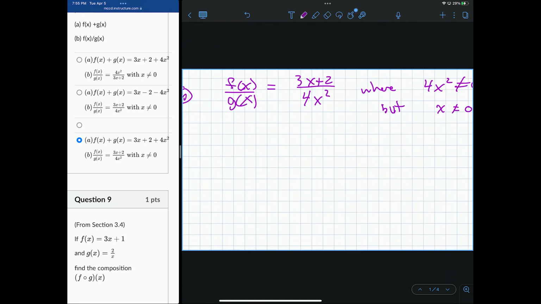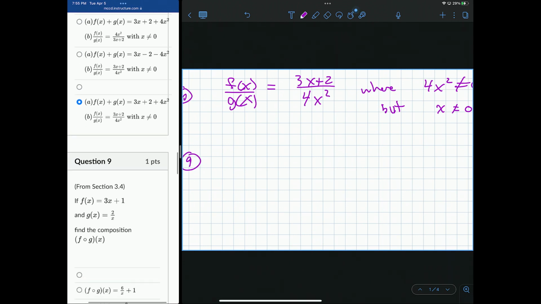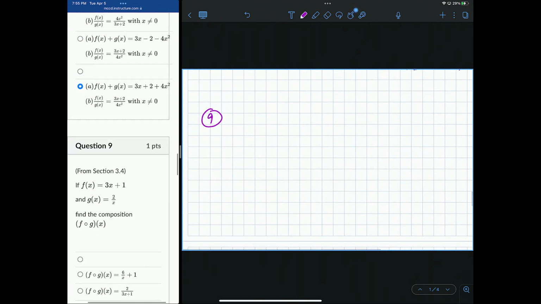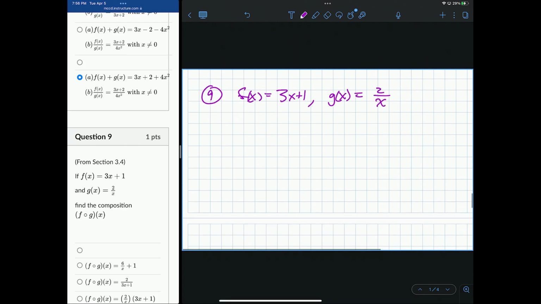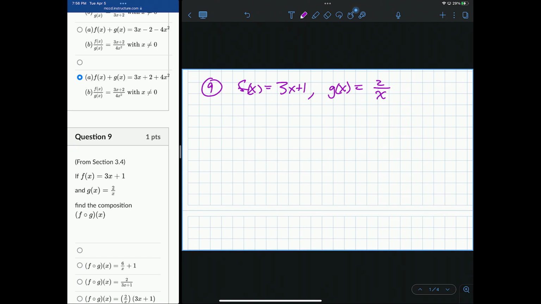Probably we have a real composition now. We do. F of x is 3x plus 1. G of x is 2 over x. And we want f of g of x. Now, what I'll do is this. First of all, just remember f of g of x like this means f of g of x like that. Okay, so let's actually solve this now.